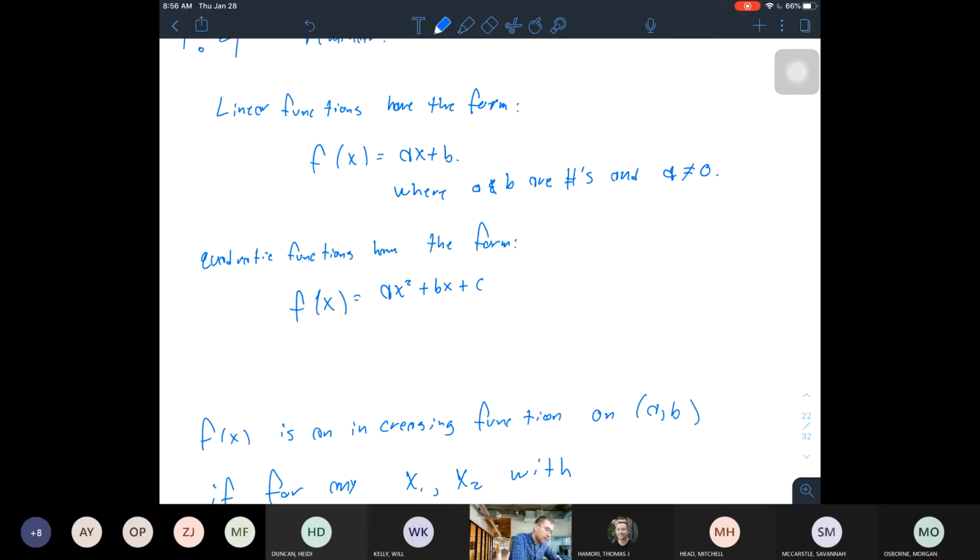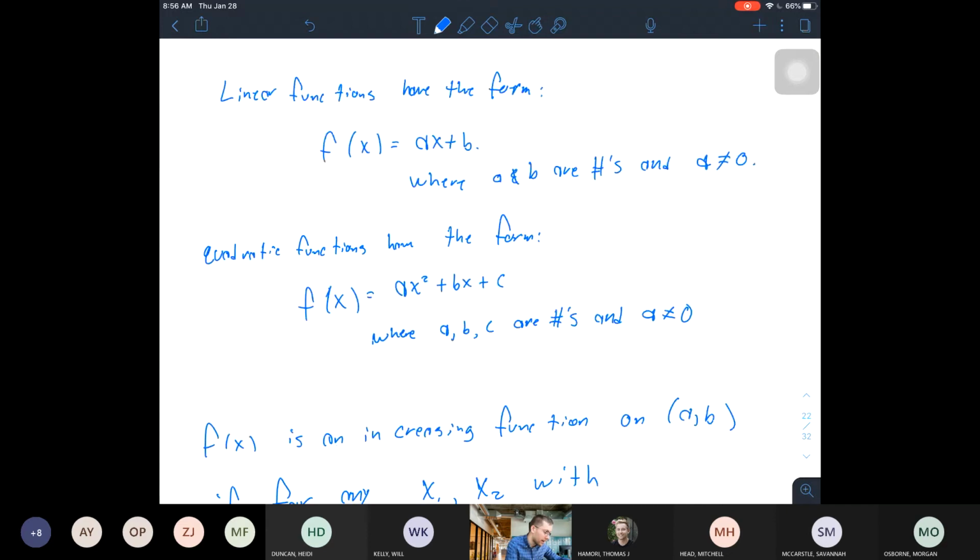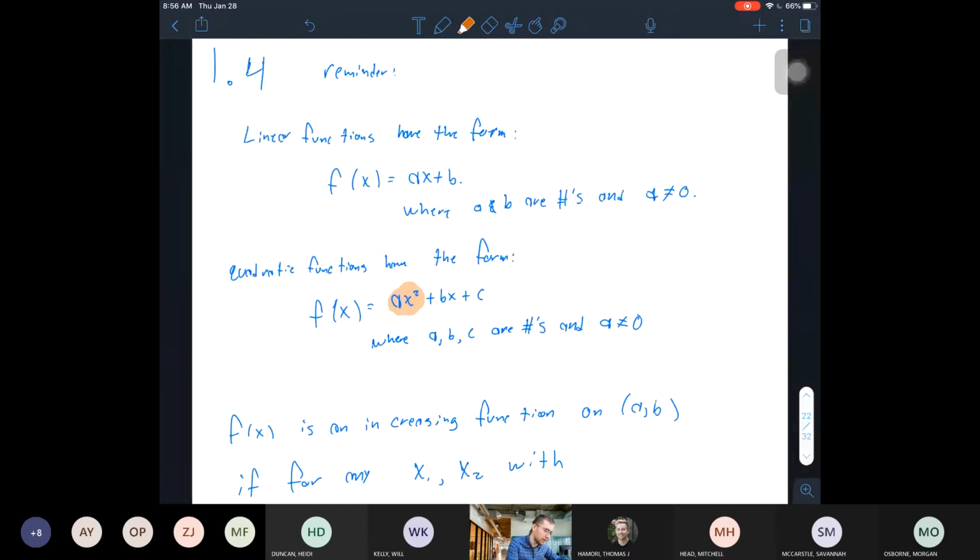And here we get the same thing. Again a, b, and c are numbers, and a is not equal to 0. Because if you think for a second, if we had a quadratic function and a was equal to 0, then this term would just go away and we'd be left with bx plus c. And that wouldn't be a quadratic function, would it? It would be a linear function. Okay, so a should not be 0.